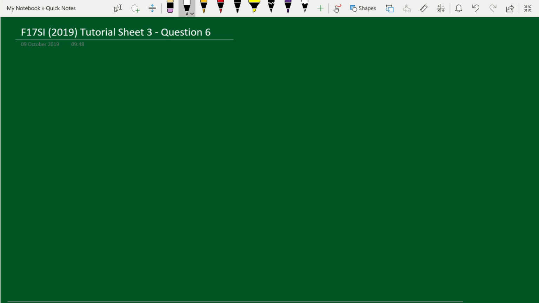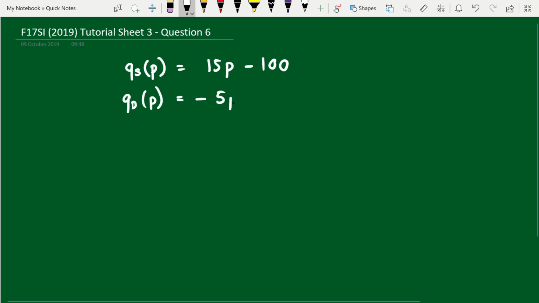Question 6. This is about supply and demand. In this question we are given the following system. We know that the supply function of price is given by 15p minus 100, and the demand function of price is equal to minus 5p plus 100, and that's a little coupled system here.